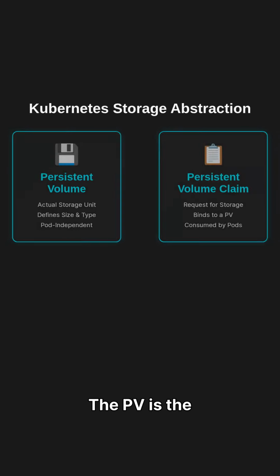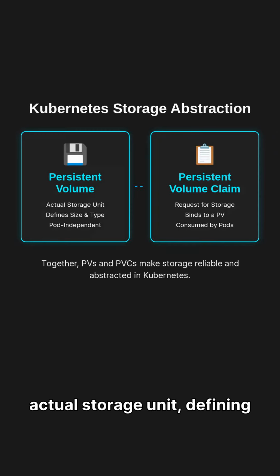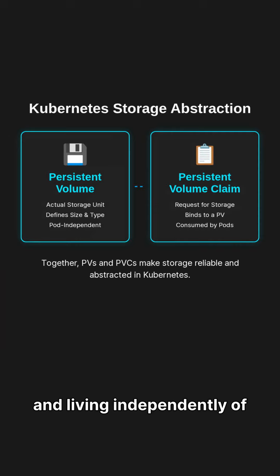The PV is the actual storage unit, defining its size and type, and living independently of your pods. Together, PVs and PVCs make storage reliable and abstracted in Kubernetes.